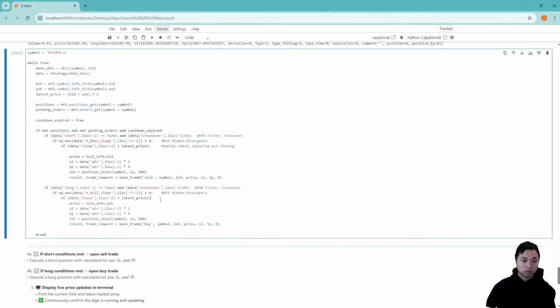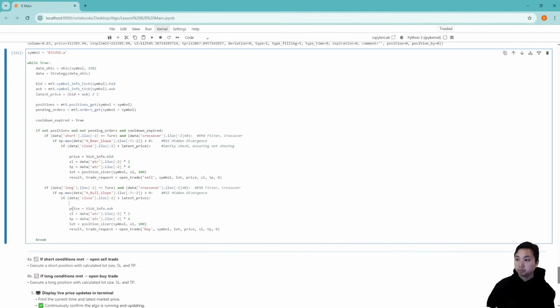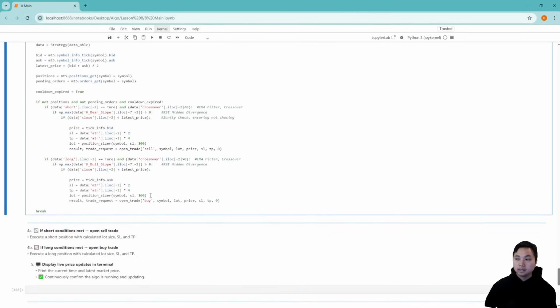So similarly, here we're using the ask price for buying, and we calculate the stop loss based on the ATR, and then we calculate the target price as well, based on the ATR. And then we use the position sizer that we just developed to calculate the lot, and then finally we execute the trade. We are using the buy.